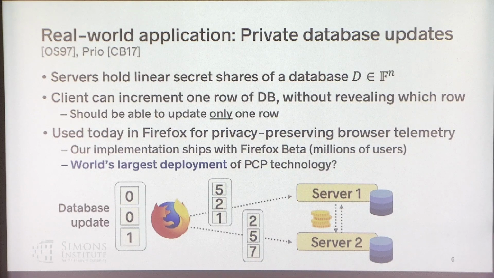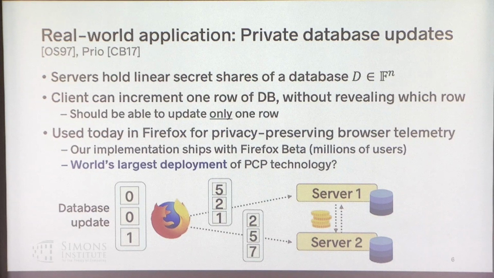So I'll just give one application to explain why this is interesting. Imagine a system in which you have multiple database servers, and each server holds, say, a linear secret sharing of a database. We'd like a client to be able to increment one row of this database, held in secret shared fashion across the servers, without revealing to the servers which row the client is updating. So what the client can do is take its database update, so it wants to increment, say, the 3rd row of the database. It can split this update vector into 2 shares and send 1 share to each of the 2 servers. And the servers can add this update vector into their shares of the database.